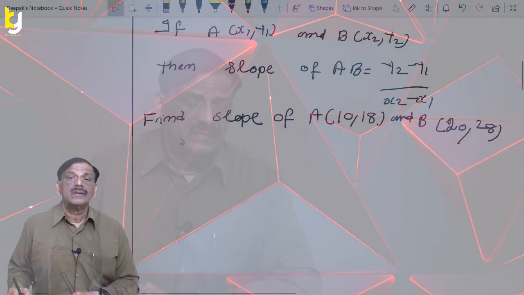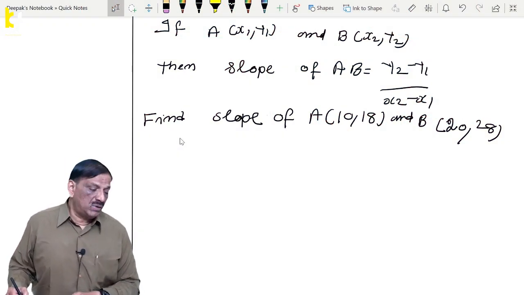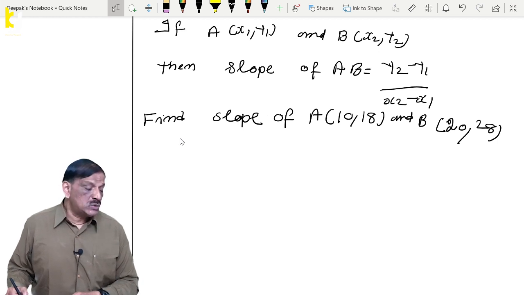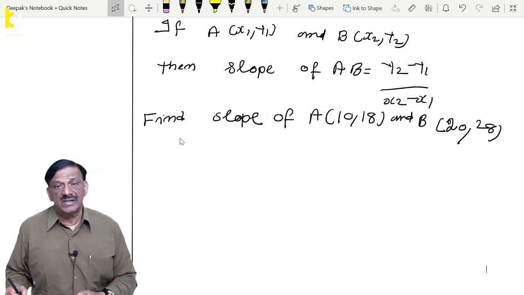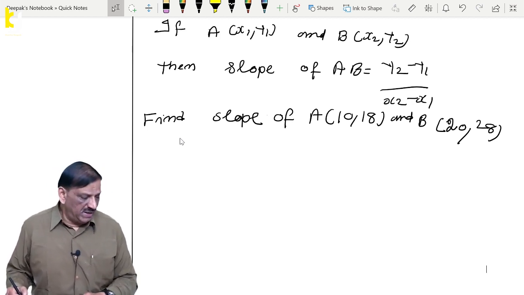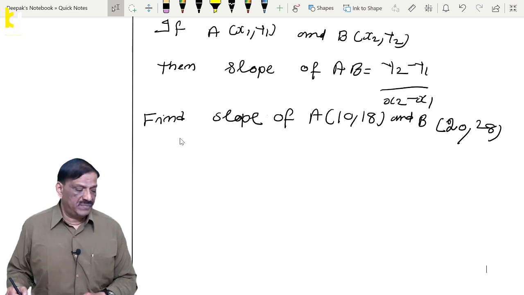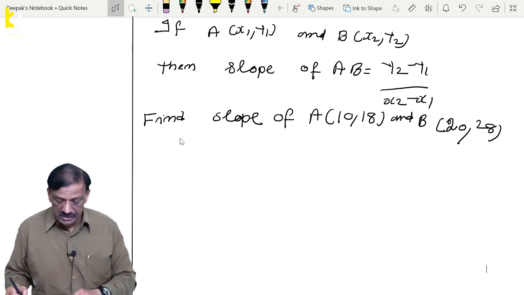Next is the formula: if A is (x1, y1) and B is (x2, y2), then the slope of AB equals (y2 minus y1) by (x2 minus x1). That is the formula. We must find the slope of the line segment. See, find the slope of A (10, 18) and B (20, 28). Find the slope of line segment AB.